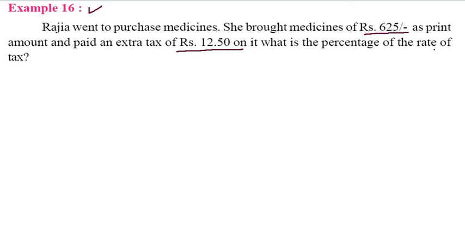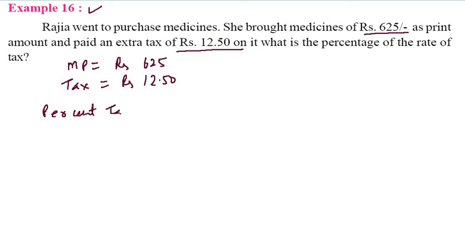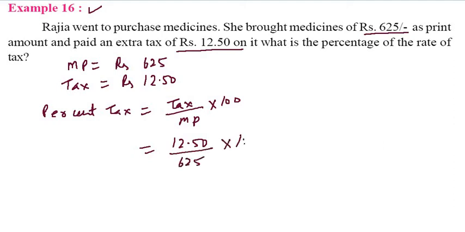What is the percentage rate of tax? So it is the mark price. Mark price is given as rupees 625 and the tax is given as rupees 12.50. Now percent tax is equal to tax upon mark price into 100. So tax is given as 12.50, mark price is 625, and into 100.